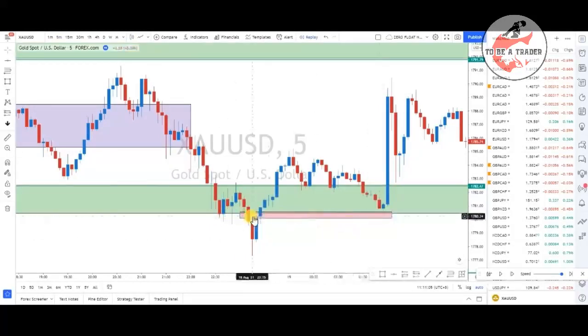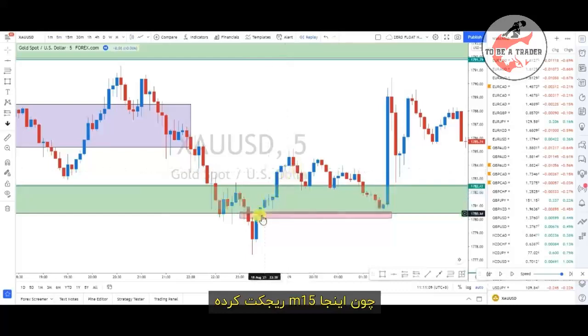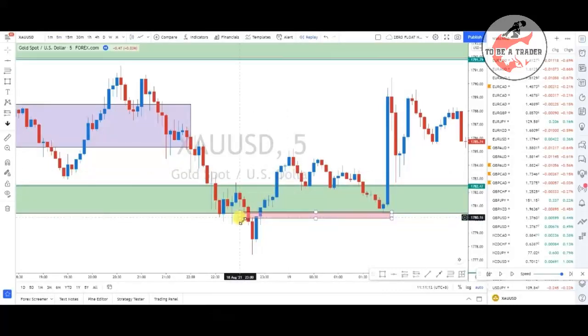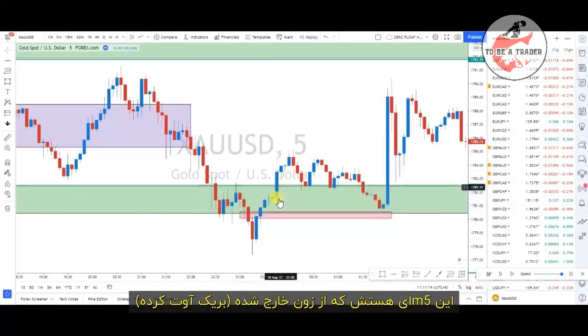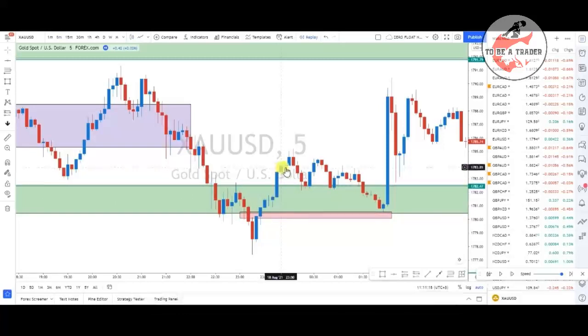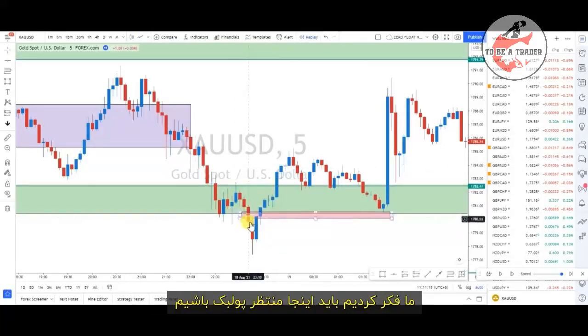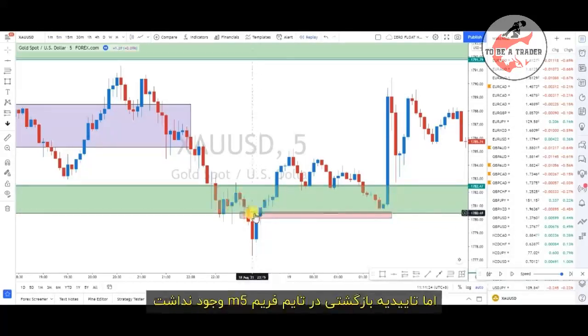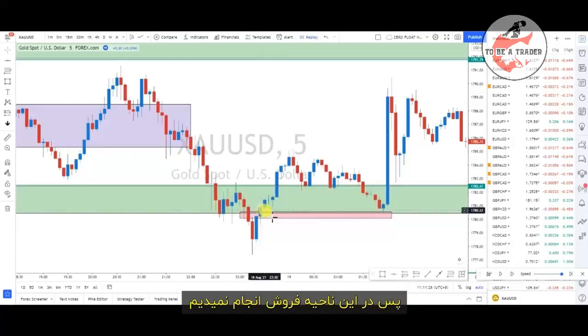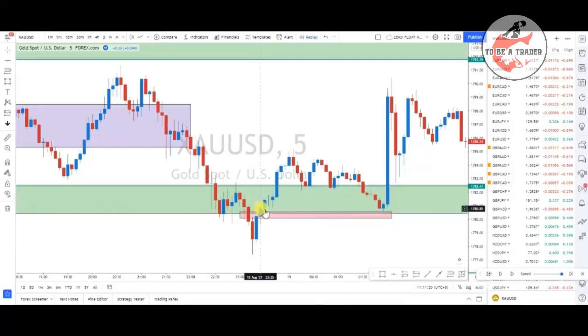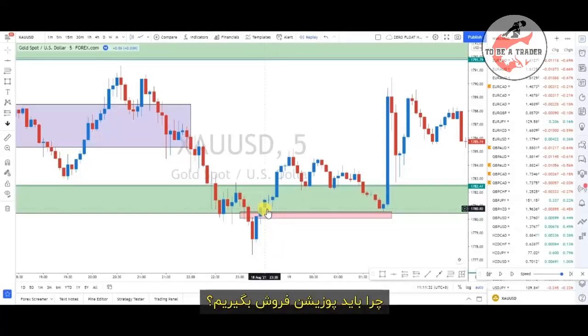The reason why we couldn't see anything is because M15 rejected here. This is the M5 that broke out of the zone. So people thought that when price comes inside here, we need to wait for a pullback. After the pullback, we have to wait for confirmation of rejection. But there is no confirmation of rejection on the M5 time frame. Therefore, we do not take the sell trade in this area. Okay guys? Because there's no confirmation of rejection, why would you want to trade a sell?